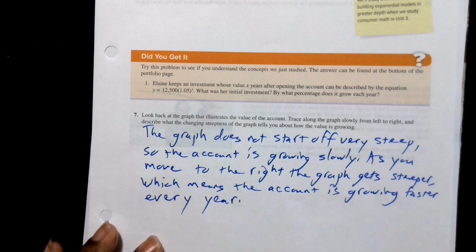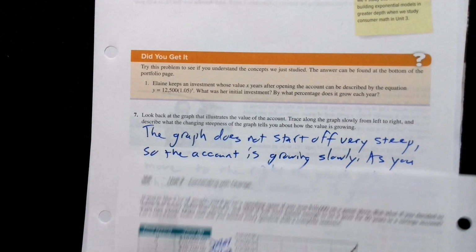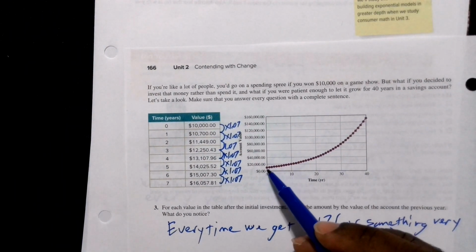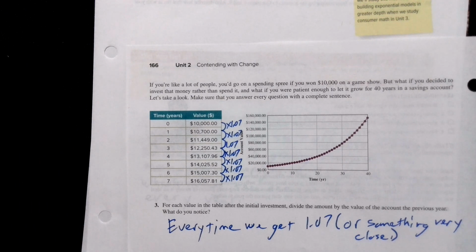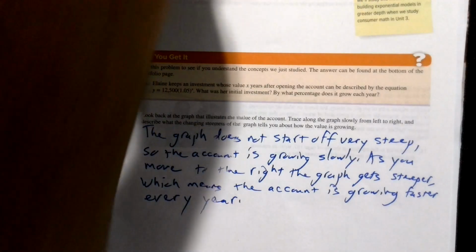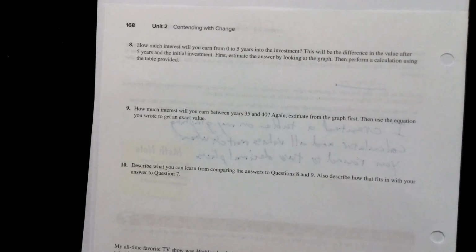Okay, now, again, just looking back here at the graph, you notice here, as the account starts growing, it's growing much, much faster. So in 40 years, you have close to $160,000, which is not bad. All right, now we come here to number 8. It says, how much interest will you earn from 0 to 5 years into the investment? This will be the difference in the value after 5 years in the initial investment. First, estimate the answer by looking at the graph, then perform a calculation using the table provided.